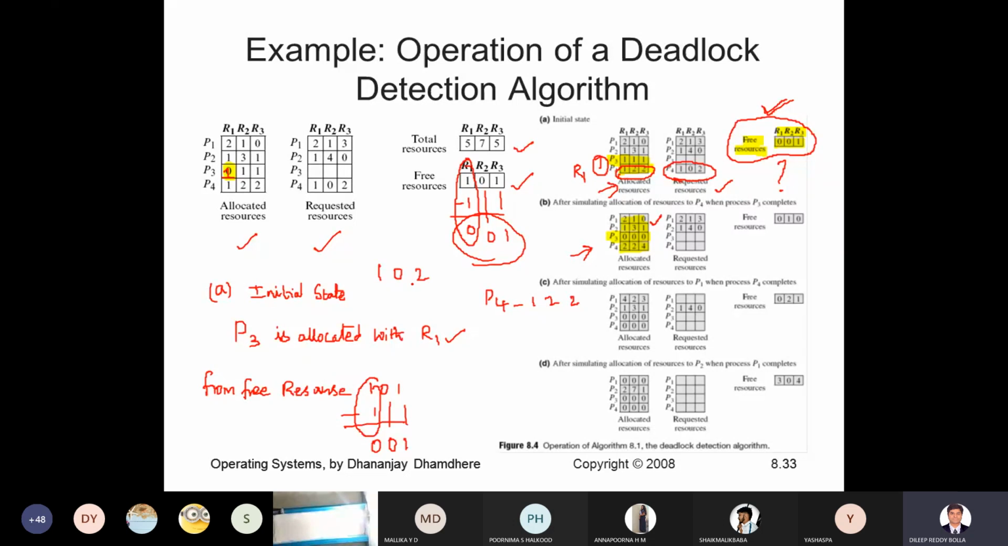But once P3 is completed, then the availability will increase from 0, 0, 1, which will be added by 1, 1, 1. Correct? Because they are made free. So it becomes 1, 1 and 2. So 1, 1, 2 are available. Now what is required? We require 1, 0, 2. So minus 1, minus 0, minus 2. So this will become 0. This should be 2 and this should be 0.